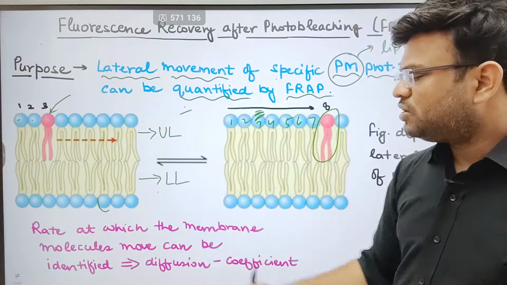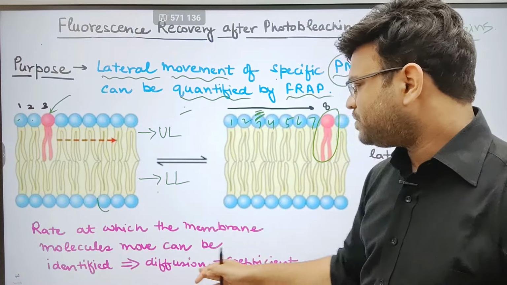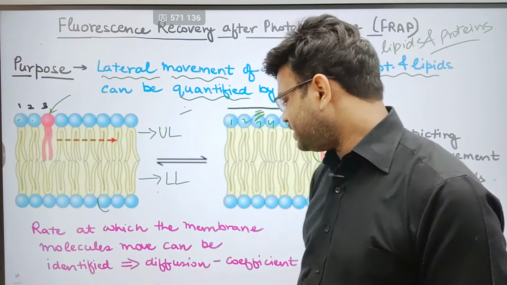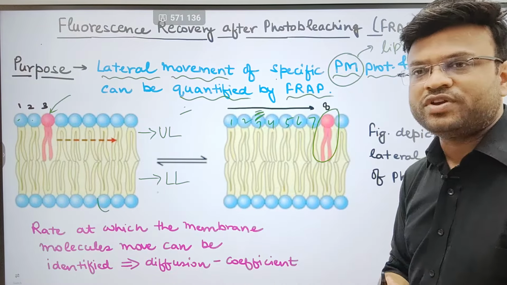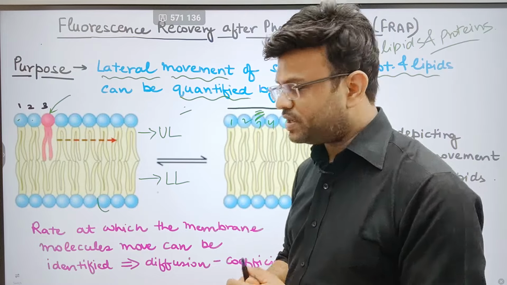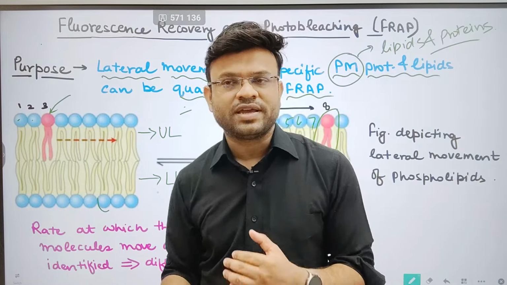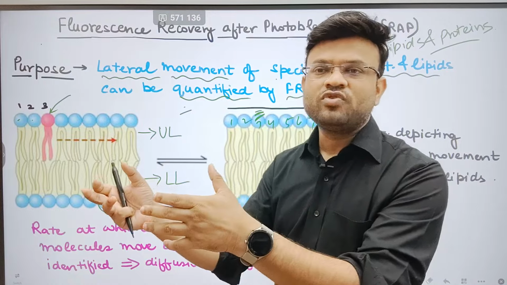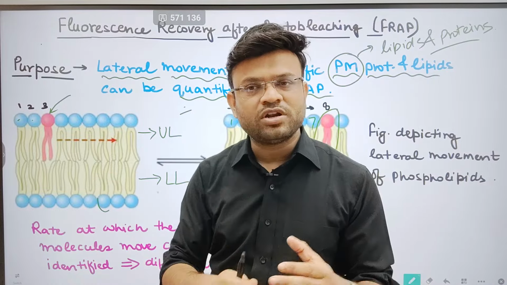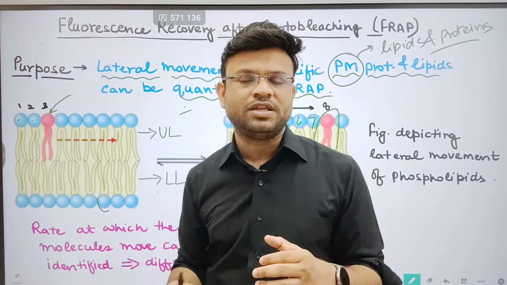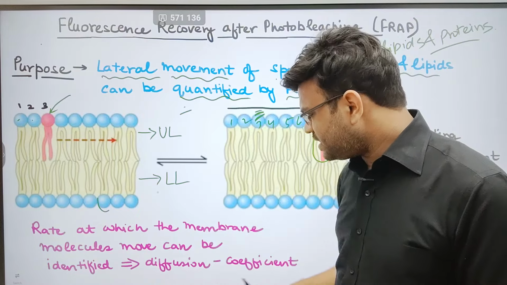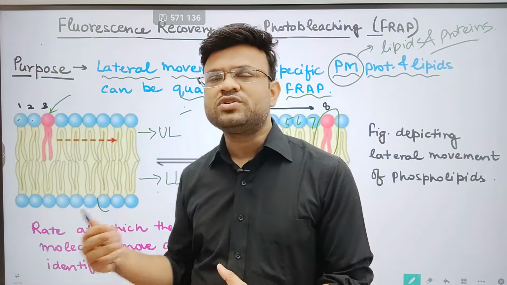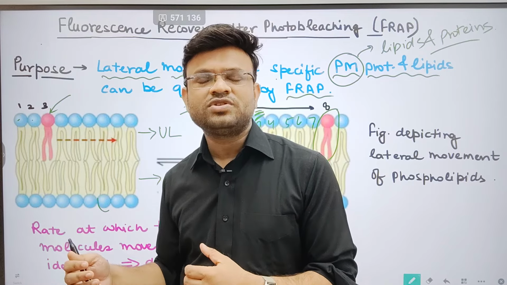Now, coming to the lower point, the rate at which the membrane molecules move is also referred to as the diffusion coefficient. What I want you to understand here is that the rate or velocity at which these lipid molecules or protein molecules are moving in the plasma membrane can be quantified, estimated and determined, and it is referred to as the diffusion coefficient.